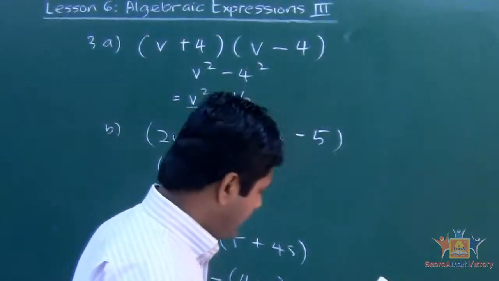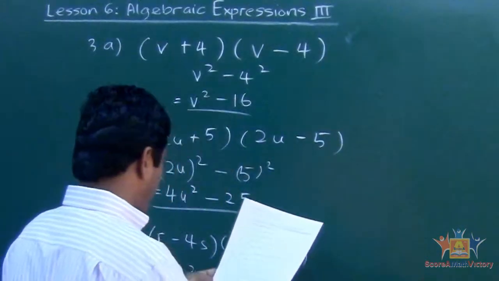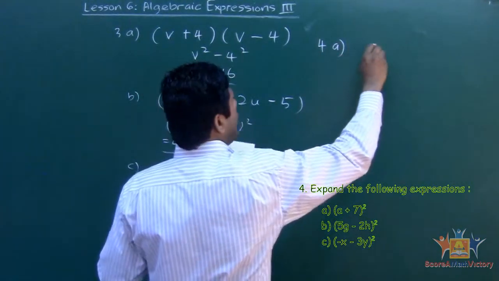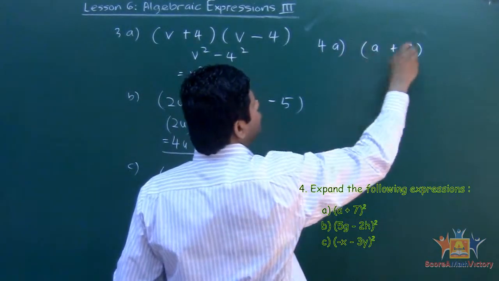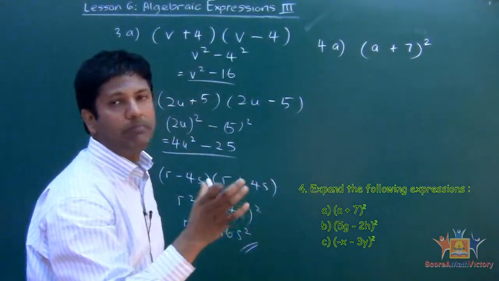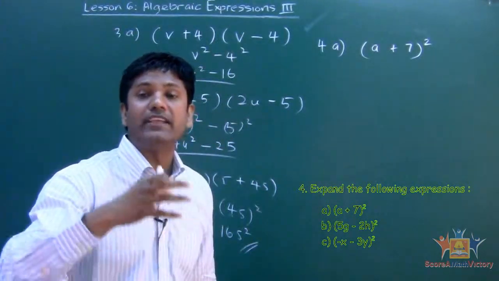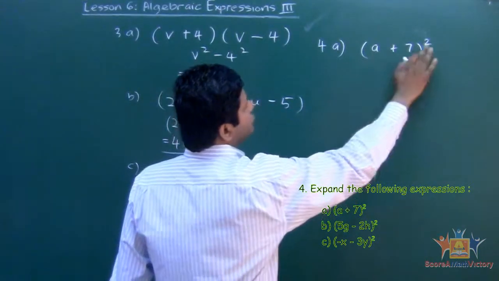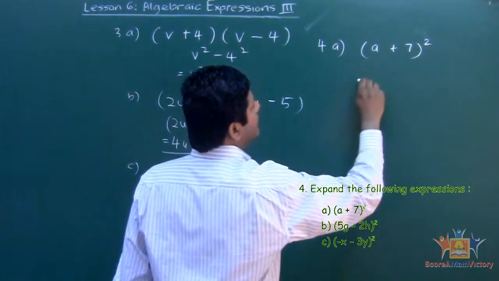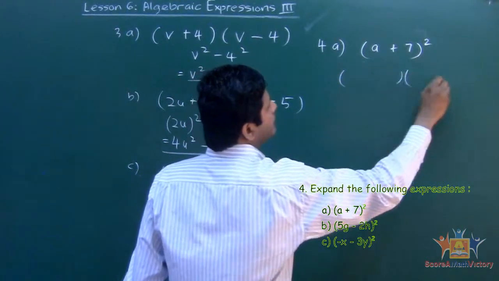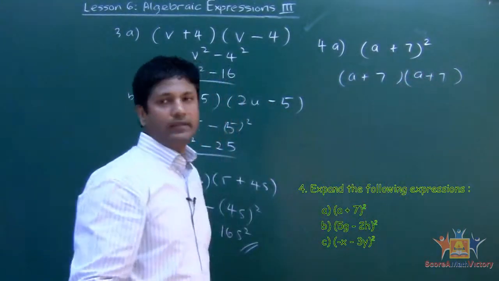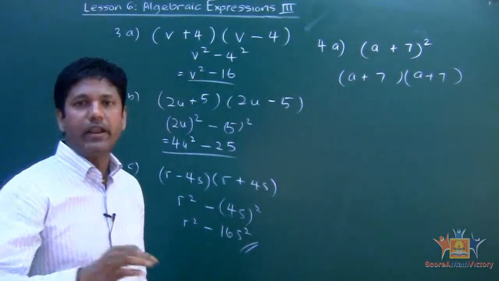Okay, good. Let's do problem 4. You're given a plus 7 squared. That means you're repeating that a plus 7 twice and multiplying it. Remember, this whole thing is squared, that's why you repeat the bracket twice. So a plus 7 and a plus 7, and we're going to use the shooting arrow to expand it.